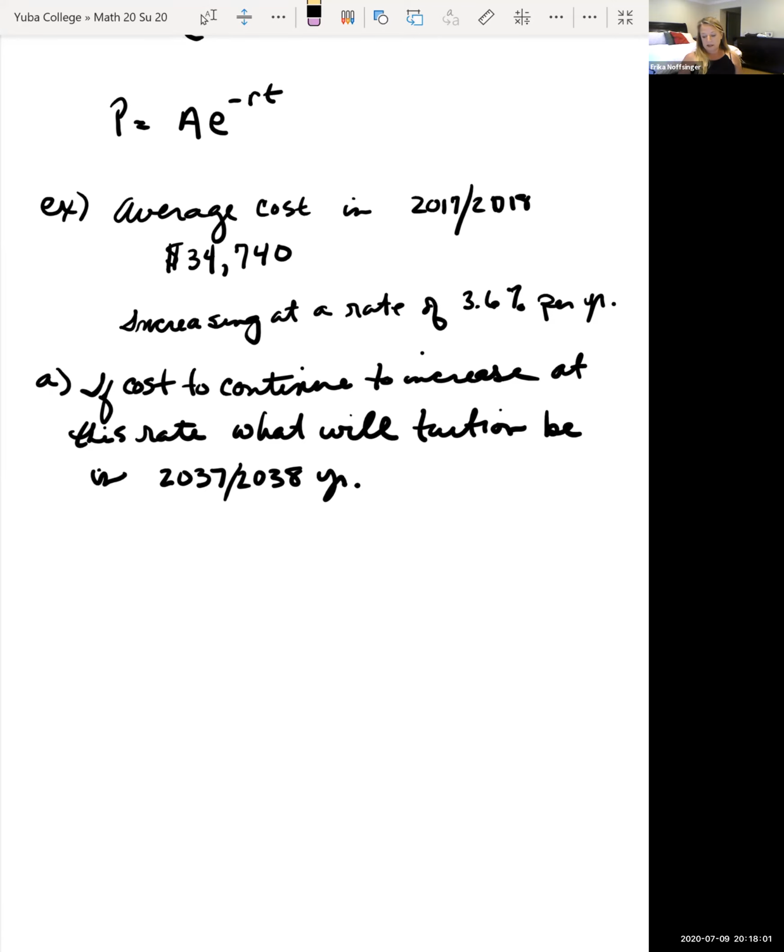Okay, so it's only increasing at a rate of 3.6% per year. So that is only being compounded once a year, which is the same thing as compounding n times a year, it's just that n is 1. And so our amount, our college cost, is going to equal the initial amount that we know, $34,740.